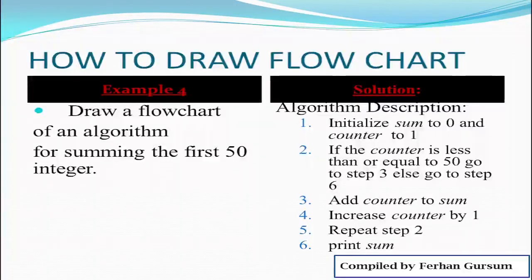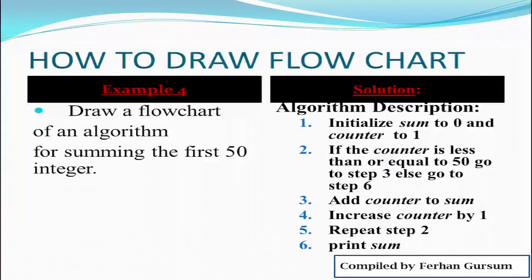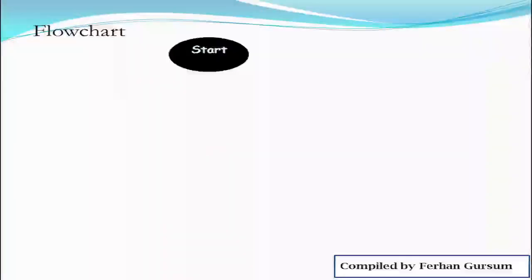You can make it counter plus 1 or counter plus plus. Okay, if the counter is less than or equal to 50, we go to step 3, which means add counter to sum. Else we jump to print the sum, or jump to step 6. Okay, let us see how to draw the diagram for this flowchart. Start, we say flow of the program.